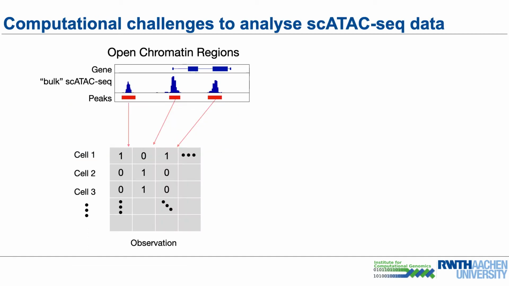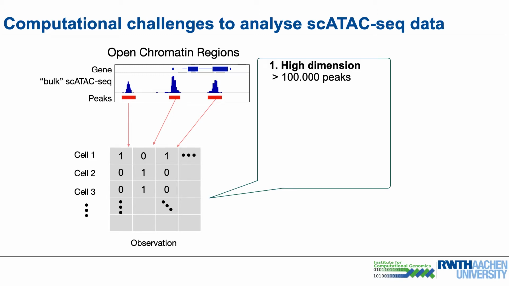Usually, to be able to analyze single-cell ATAC-seq data, the first step is to detect the peaks by combining all cells. And those peaks will be used as features to create a count matrix for downstream analysis, such as cell clustering and visualization.